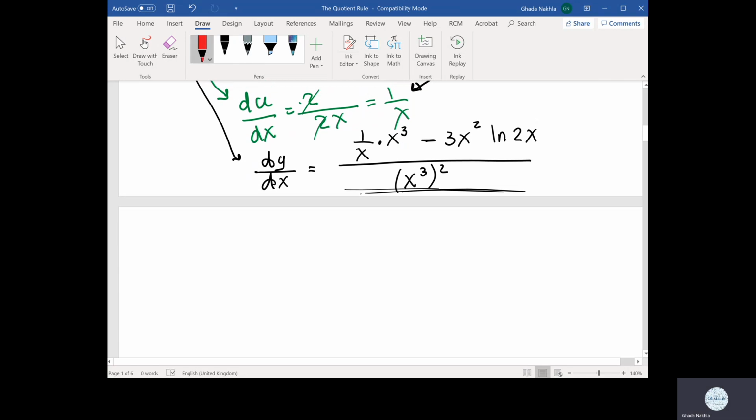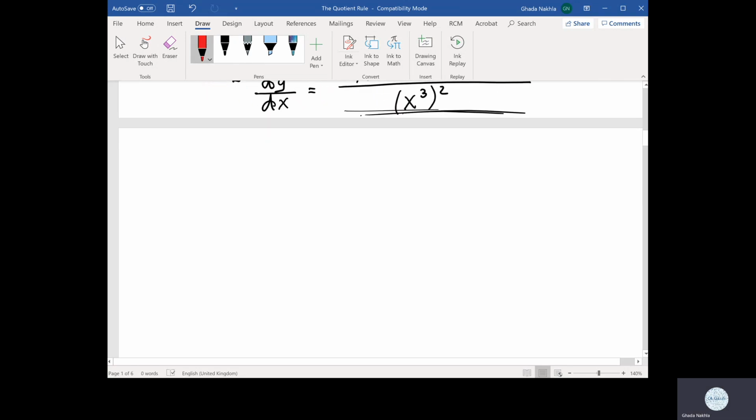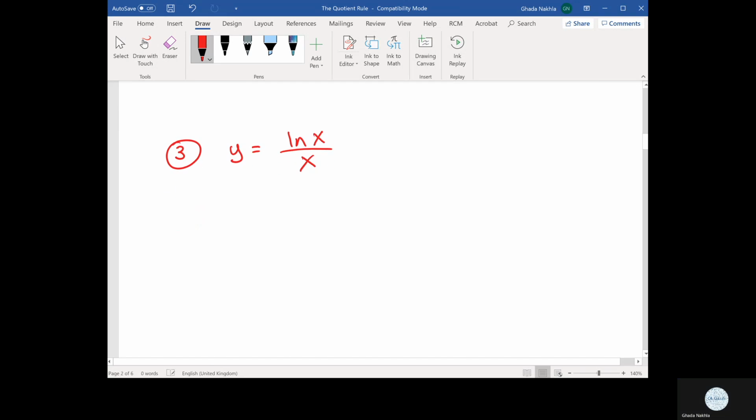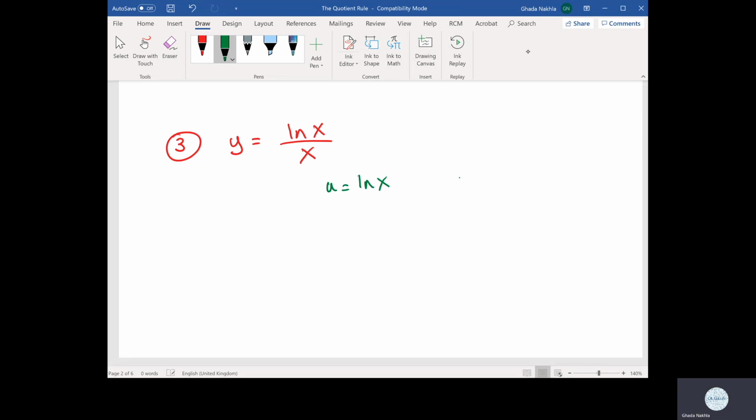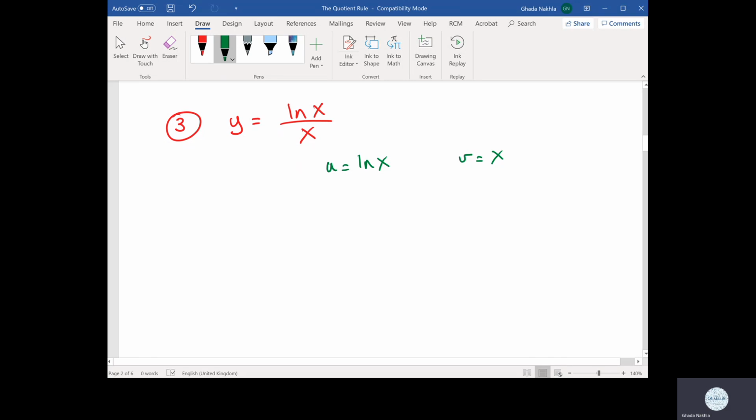Okay, let's take a look at another example, which might be slightly harder. y equals ln x divided by x. Which rule am I using? Product, chain, or quotient? Quotient. Why? Because it's a function of x divided by another function of x. Okay, which is which? Now I need to identify u and v. u is always the one at the top. v is always the denominator. First step is to identify u and v.